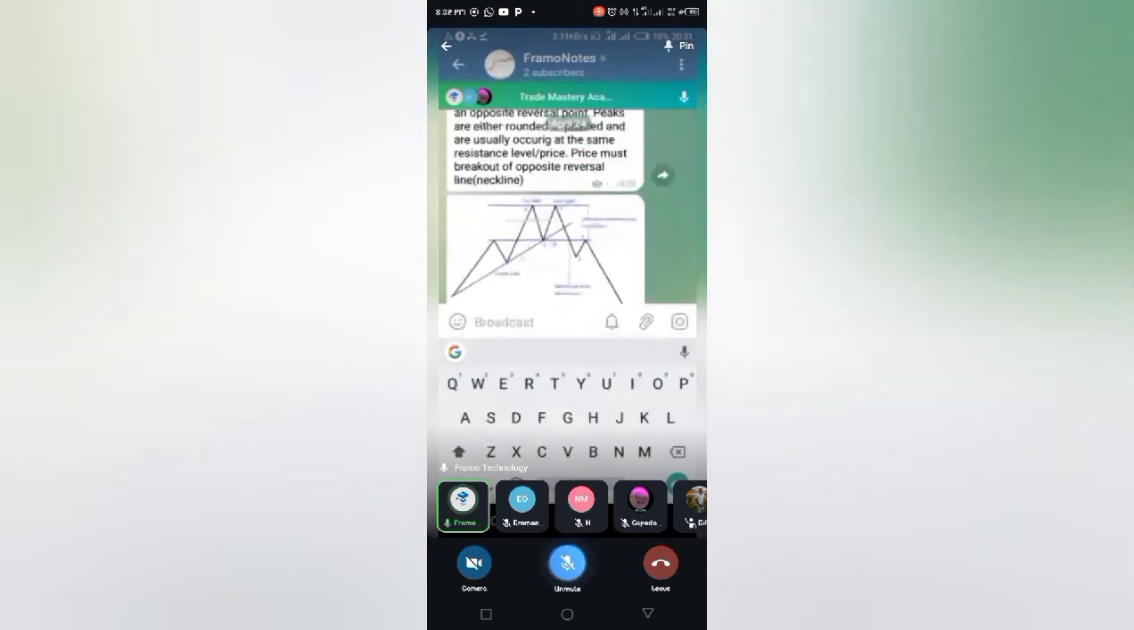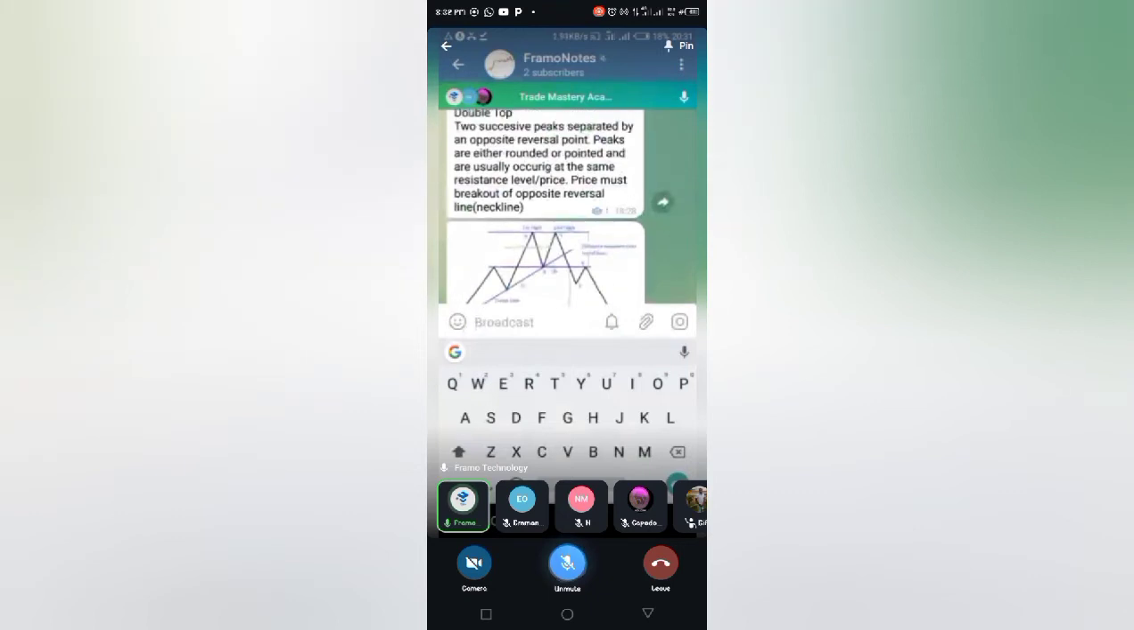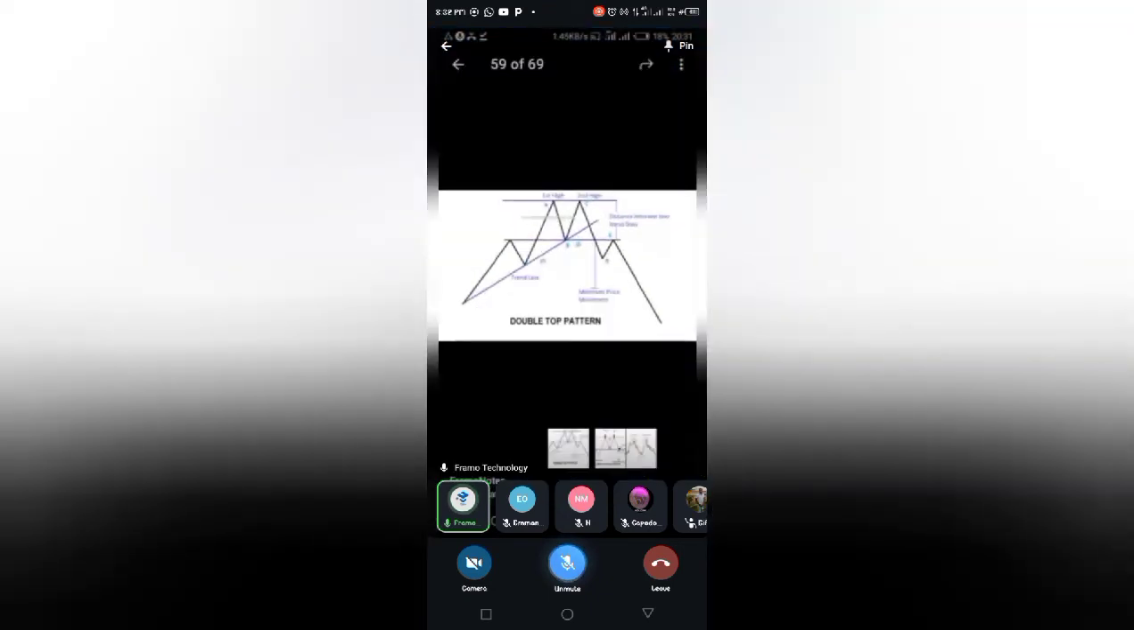So the first one is the double top. The double top pattern. With a double top bearish pattern, it signals bearish movement. What happens is that the asset initially will be moving in an upward direction.